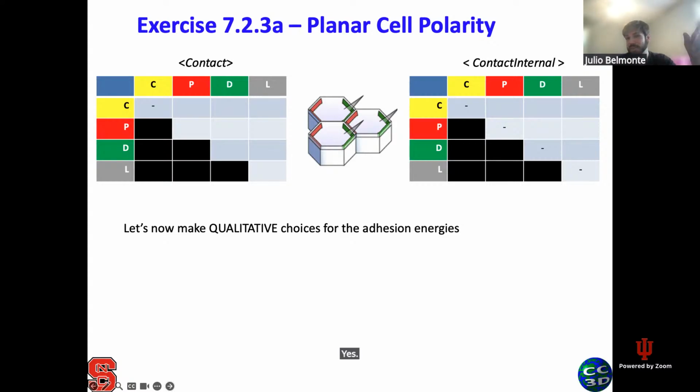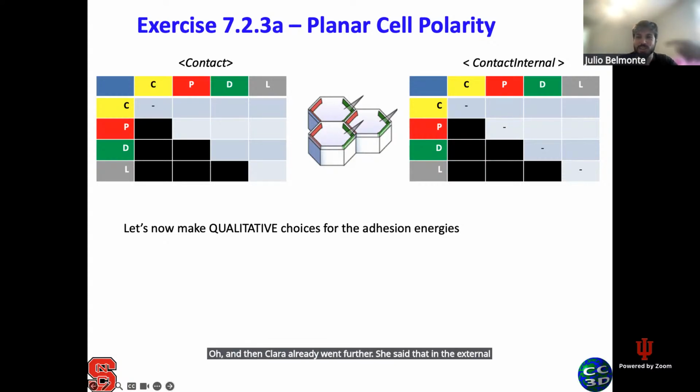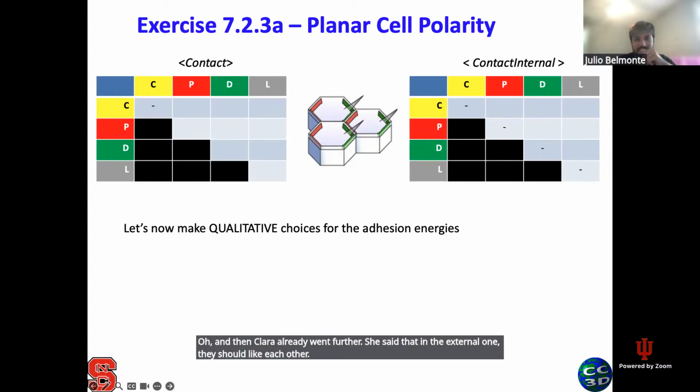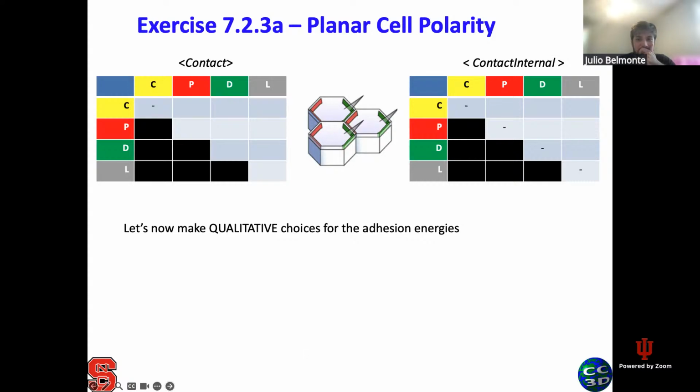Oh, and then Clara already went further. She said that in the external one, they should like each other. Okay, yes, that's true. Okay, so very good suggestions.